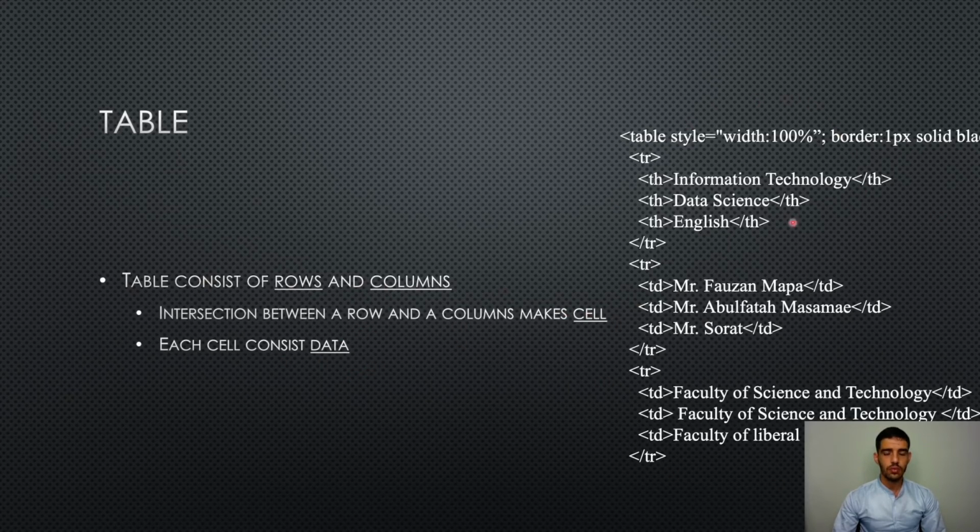So here is the code for a table containing some departments in Fatani University: information technology, data science, English, and the head of each department, Mr. Fawzan Mapa, Abdul Fattah Masame, and Mr. Surat or Dr. Surat, and then the faculty name for each of these departments. If you have this code in your code editor and then show it in the browser, it is going to be a table of 3 rows and 3 columns.